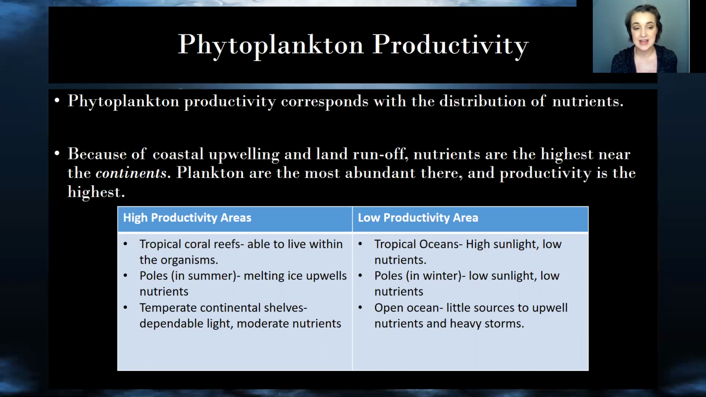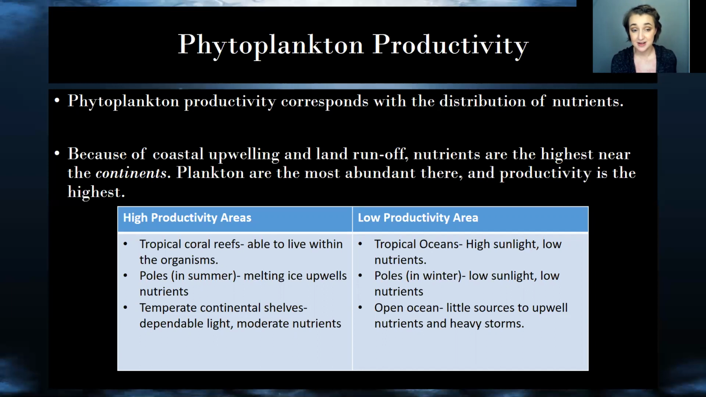All right, so this is just an easier way to look at some of the areas that you're going to find good phytoplankton productivity. So again, this is going to have a lot to do with light and nutrients. Now, because of coastal upwelling and land runoff, like we already talked about with our HABs, nutrients are going to be the highest near the continents. Make sure you know that. Continents are going to have a lot of that runoff, whether it be from nutrients coming from farms or coming off of mountains, out of rivers, whatever the case may be. When you have ice that melts, this is going to cause upwelling. So plankton are going to be the most abundant near these continents because productivity is the highest.